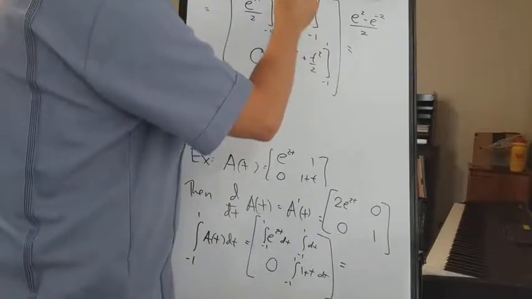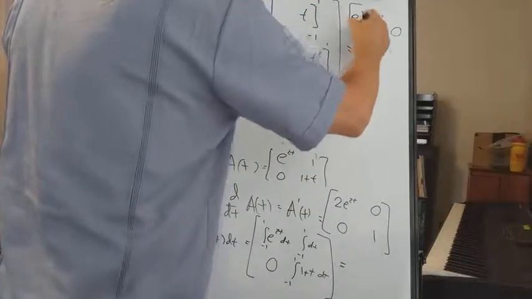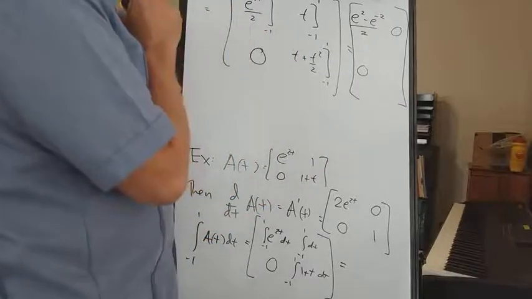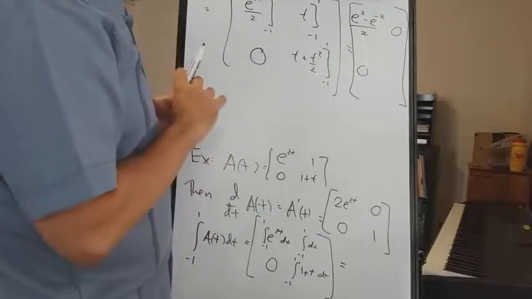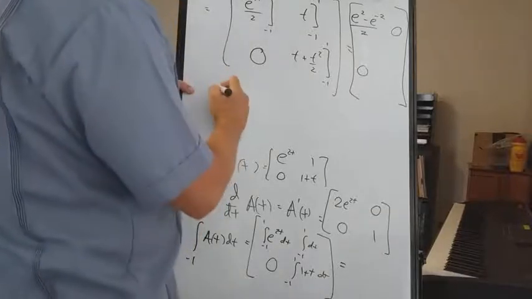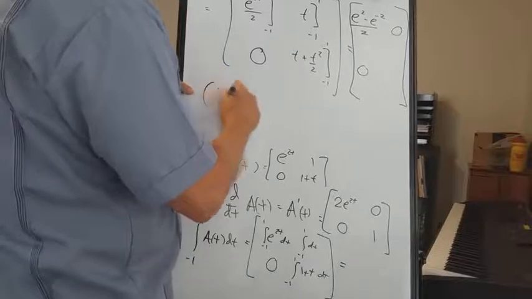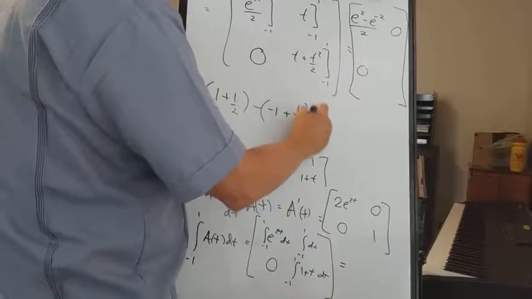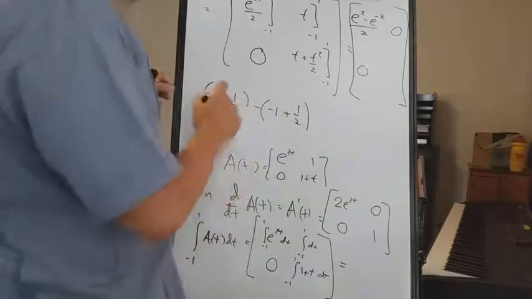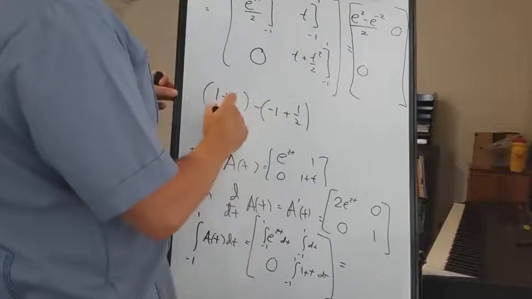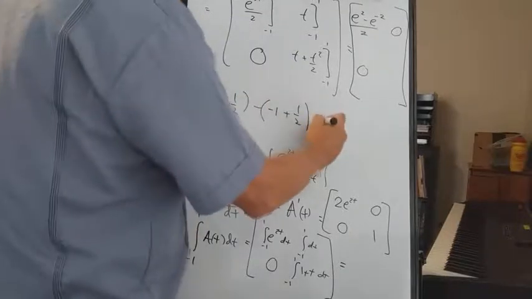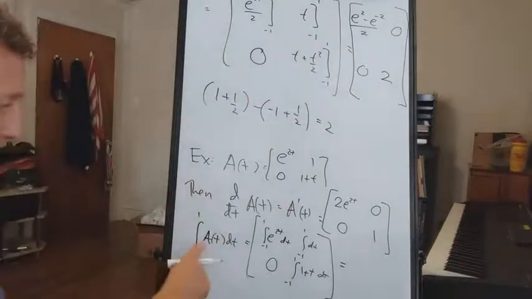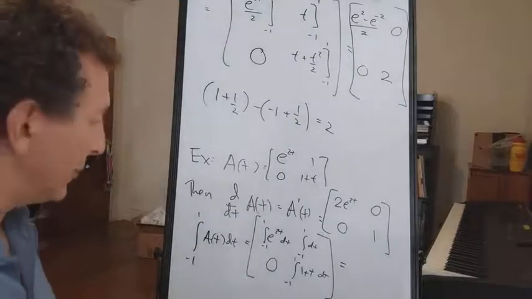T from negative 1 to 1 is 2, and then 0. And what do we get when we evaluate t plus t squared over 2 from negative 1 to 1? Let's see, so 1 plus 1/2 minus negative 1 plus 1/2. So 1 plus 1 is 2. 1/2 minus 1/2 is 0, so that's just 2. So that's the integral of A of t evaluated from negative 1 to 1.